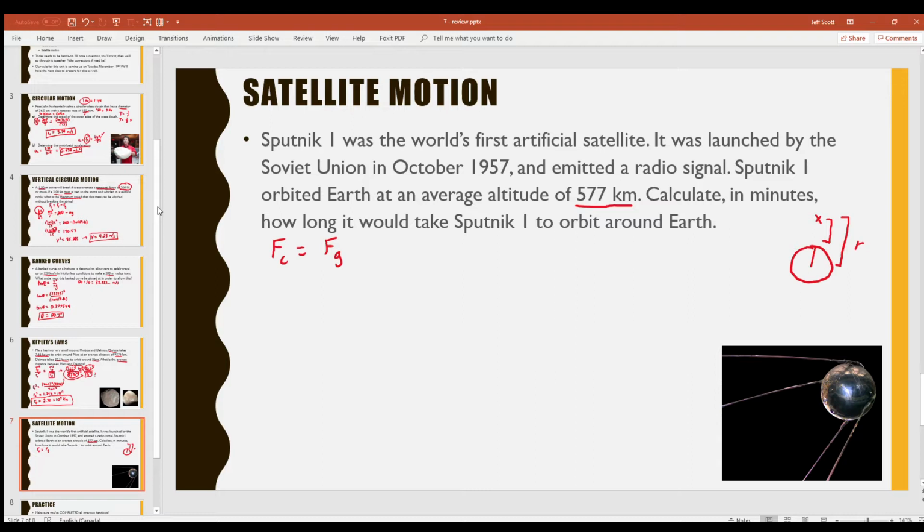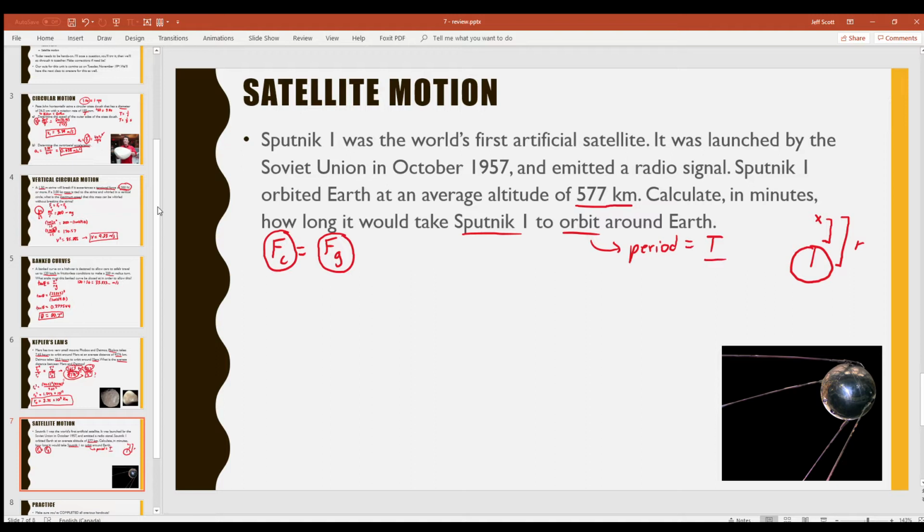Let's think about what our formulas are going to be here. We're looking for the time in minutes it takes Sputnik 1 to orbit around the Earth. The amount of time it takes for something to orbit around the Earth would be called the period, which of course is capital T. Now, in the formula Fc equals Fg, capital T is never going to show up in the Fg side of the formula, but it is potentially going to show up in the Fc side of the formula. Remember, Fc is just mass times your centripetal acceleration, and one of your centripetal acceleration formulas contains T.